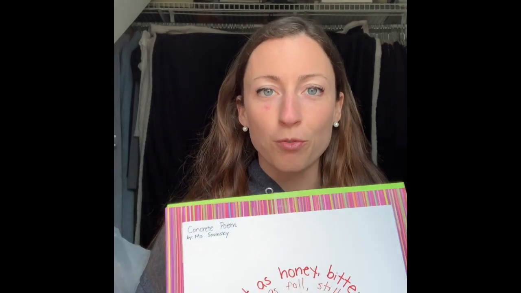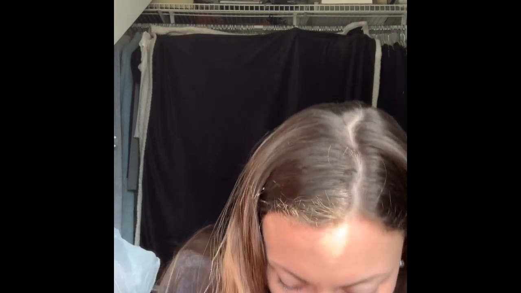What do you write in the poem? You would want to use adjectives to describe the object that you're drawing. For example, for a rainbow, I wrote red, sweet as honey, bitter, fluttery as fall, still as stone, anything that kind of comes to mind when I'm talking about a rainbow. So that's one of the types of poems that you could do.